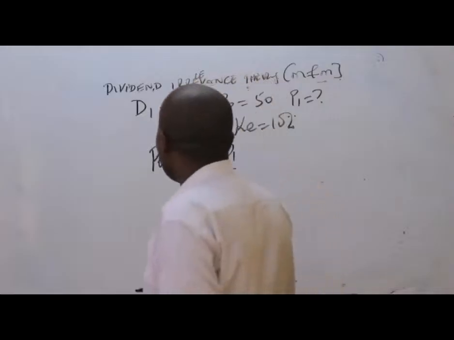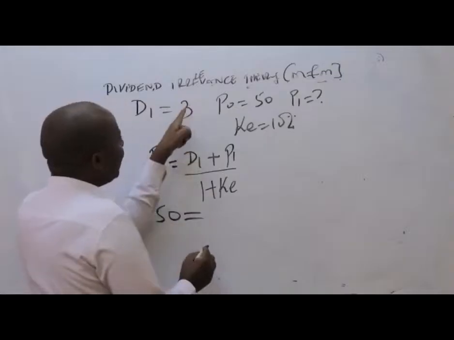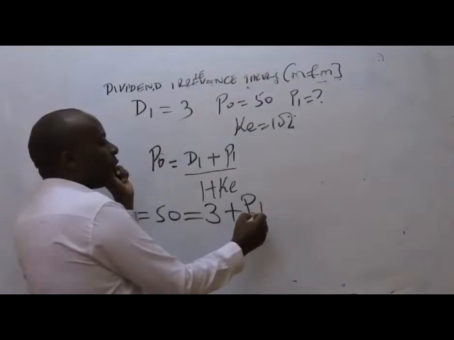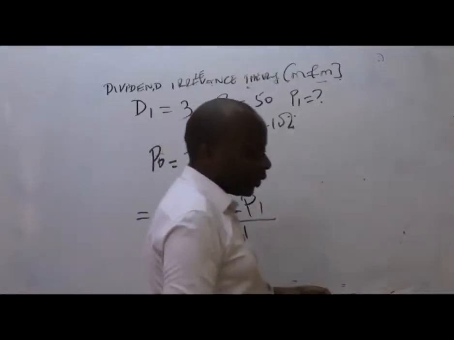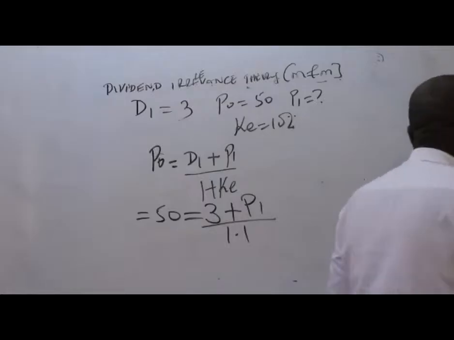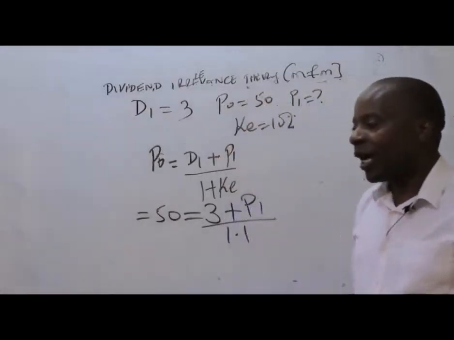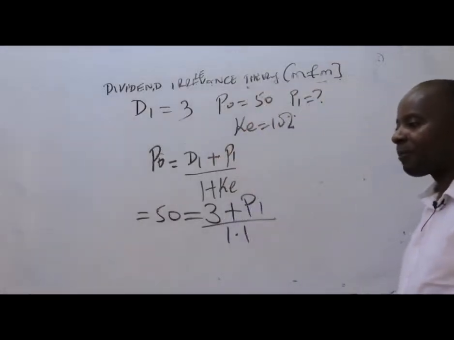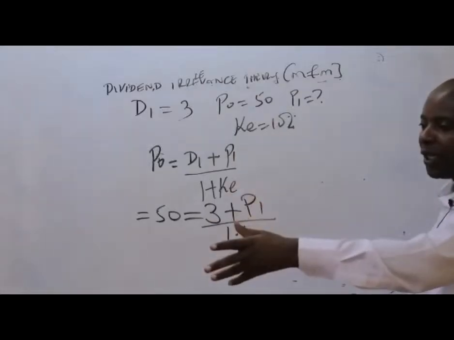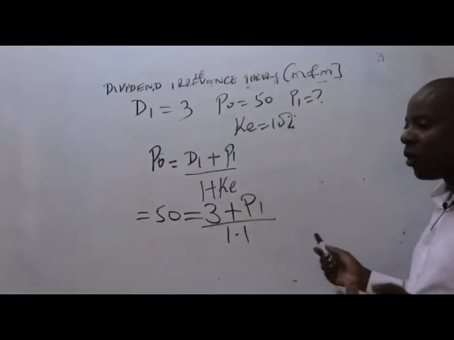Ladies and gentlemen, if that is the case, then my P0 here should be 50 equals D1 that they would want me to declare this time round, which is 3, plus P1 that I do not know, all over 1.1. I don't know whether they are able to see where I got my 1.1 from. Yes, they have even gone ahead like Abdi to give me the answer. So they must have seen for sure where I got the 1.1 from long time ago.